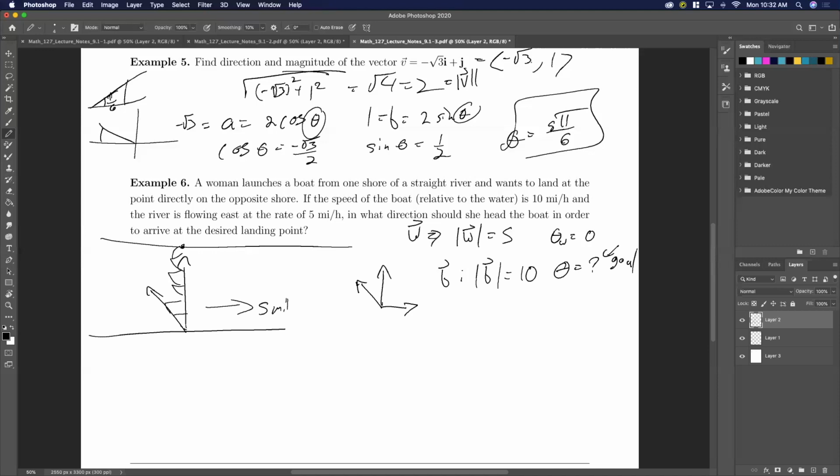That's our goal. How are we going to achieve this goal? Well, we're going to have to add up the water plus the boat is equal to, let's just say, true direction and true magnitude, right? Let's just do that. And we want it such that we don't care what the magnitude is, but we want theta of the true magnitude to be pi over 2, right? Because pi over 2 would be straight across. So straight north.